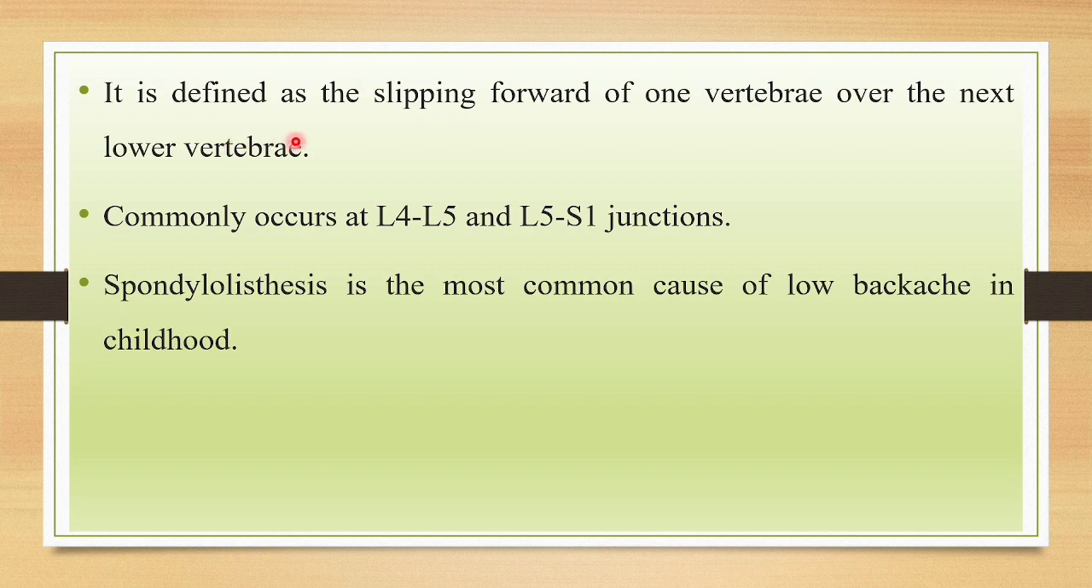Coming to the definition, it is defined as the slipping forward of one vertebra over the next lower vertebra. It commonly occurs at the L4 to L5 and L5 to S1 junctions, most commonly at the lumbosacral junction as well as the L4-L5 junction. Spondylolisthesis is the most common cause of lower back pain in childhood.